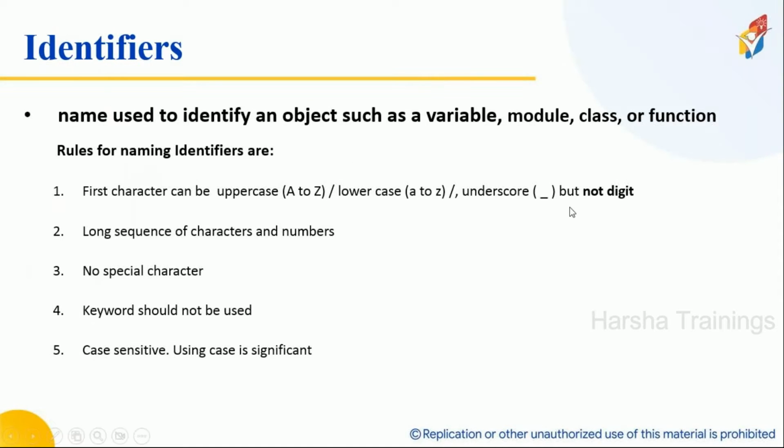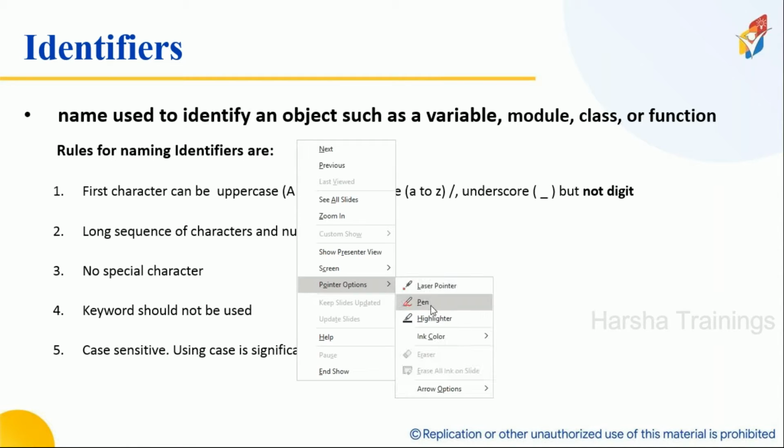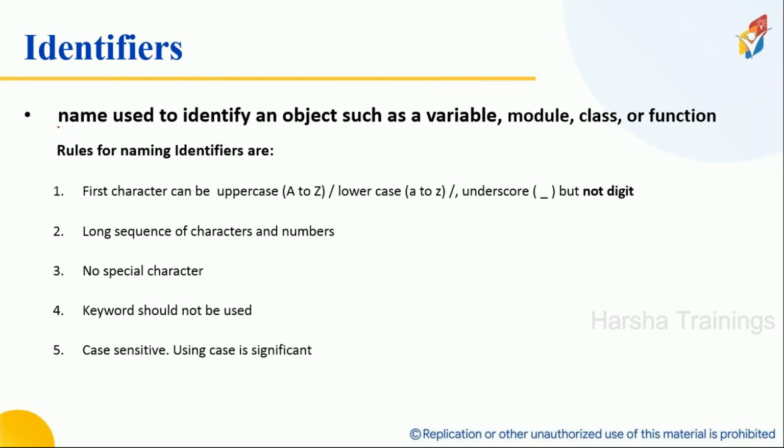Now, let us discuss what an identifier is and what the characteristics of an identifier are. An identifier is a name which is used to identify an object. Why have we said object? Everything in Python is an object.